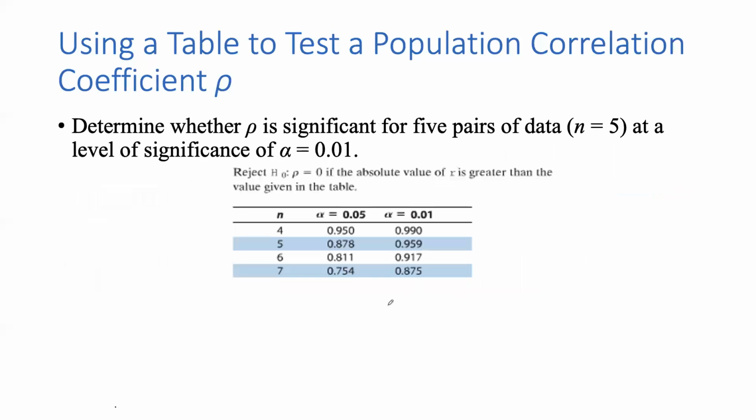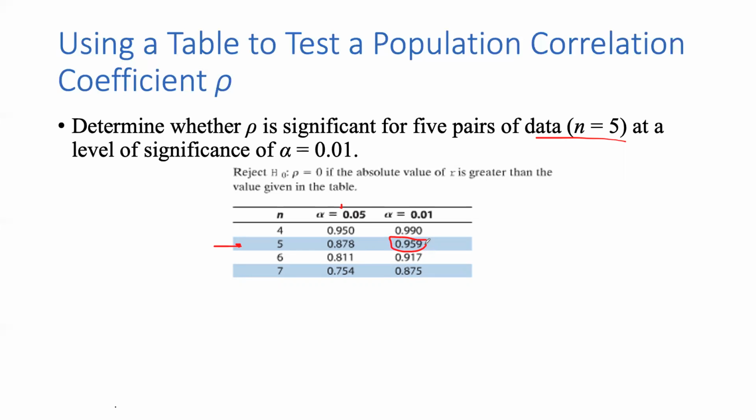So in this table, we have different confidence levels, right? Alpha here is 0.05, alpha here is 0.01. So there's a 5% significance level, there's a 1% significance level. Determine whether rho is significant for 5 pairs of data at a level of significance of alpha equal to 0.01. So when there's 5 pairs of data, you look in row 5, okay? And if the significance level is 0.01, then the critical value here is 0.959.